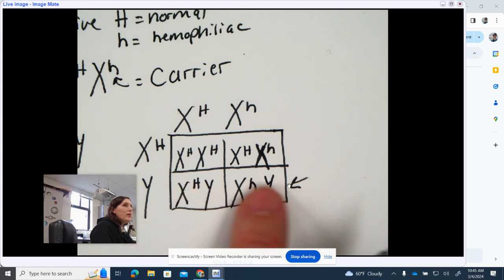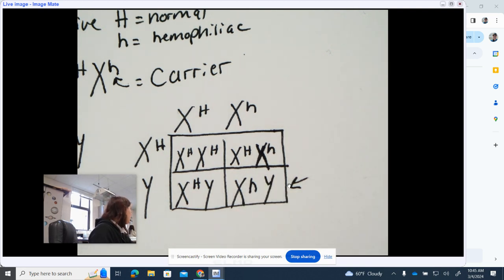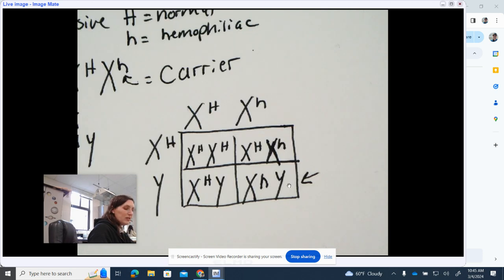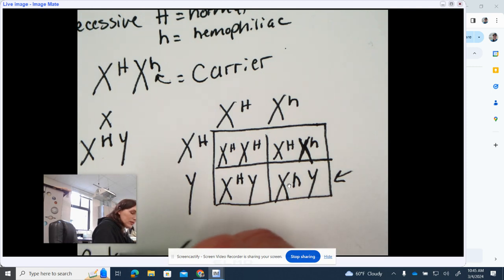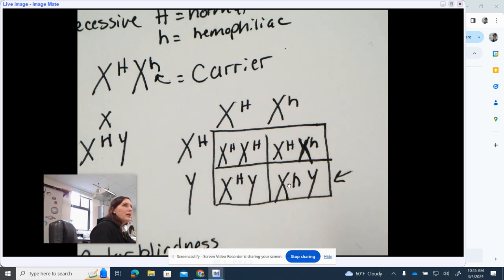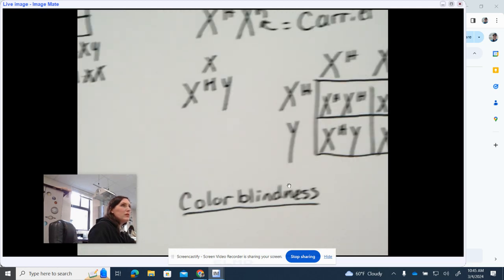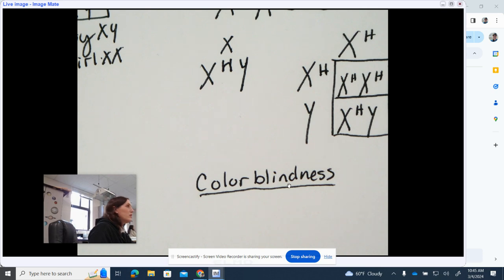If they have a boy, they have a 25% chance of having a kid with hemophilia. Okay? All right, there's another one that is sex-linked: color blindness. Color blindness is also sex-linked. So you're going to see color blindness and hemophilia often used for sex-linked traits. Okay, can you figure these out?